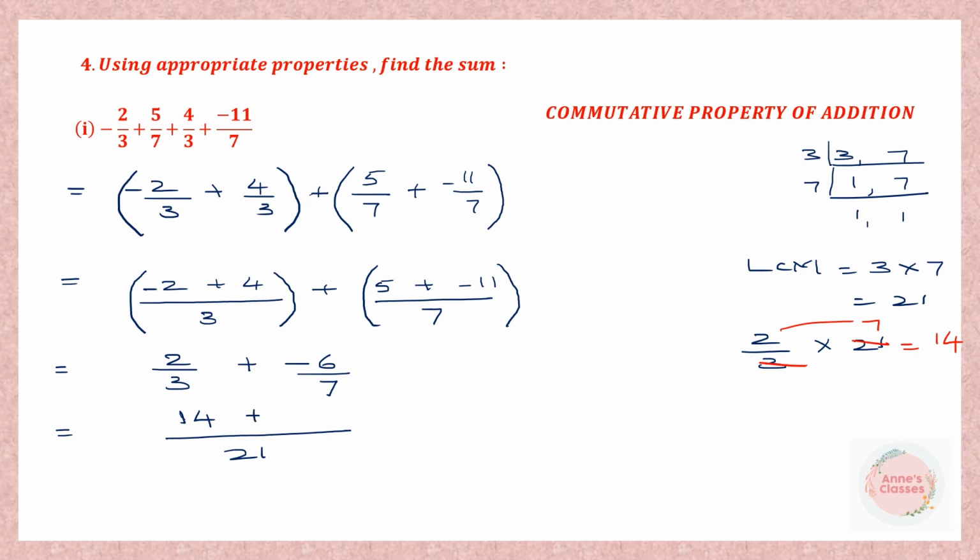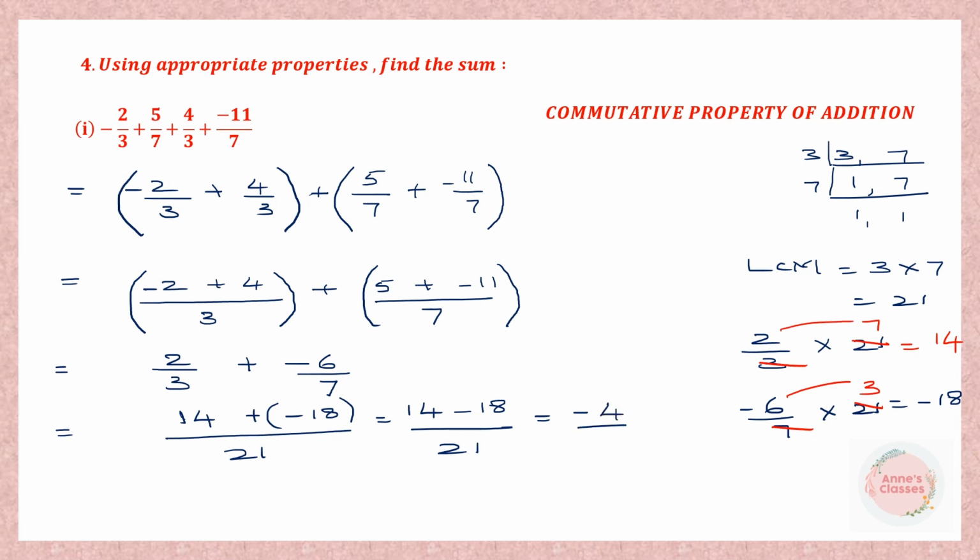Plus, look at the next rational number. It's minus 6 by 7. Multiply it with the LCM 21. Cancel. 7 3s are 21. Multiply the numerators. So this becomes minus 6 3s are 18. So this is minus 18. So this will be 14 minus 18 by 21. 14 minus 18, signs are different, isn't it? So put the sign of the bigger number and subtract, 18 minus 14, which is 4, minus 4 by 21. So the answer is minus 4 by 21.